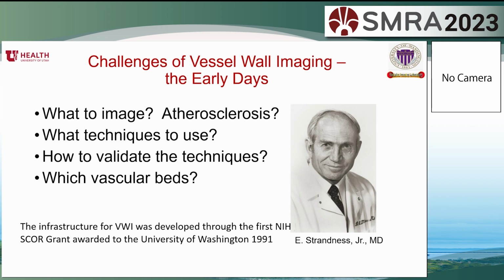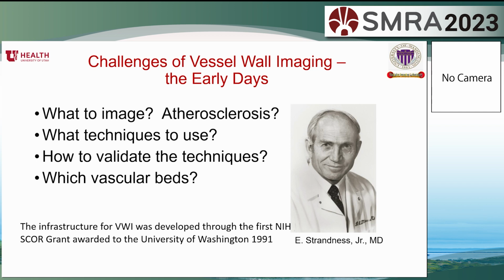There's a fundamental thing missing: we don't even know what we are supposed to be looking at. If we look at atherosclerosis, what aspect of its composition is supposed to be imaged? The next question is what techniques are you supposed to use to do this, and how do you actually validate those techniques? The last one is, which vascular bed can you actually do this with?